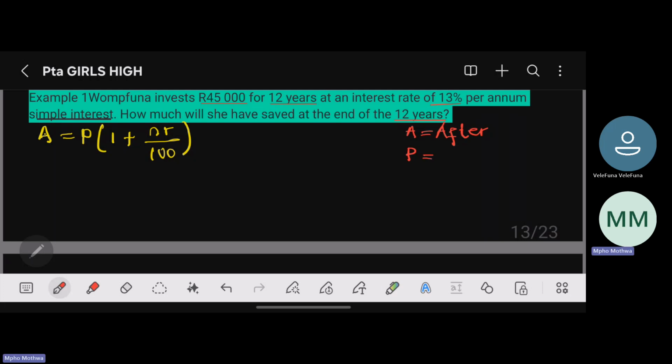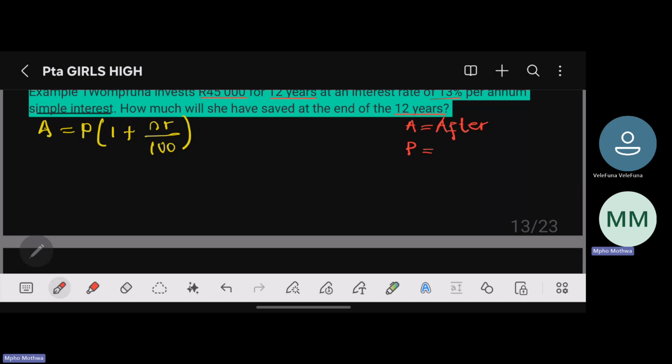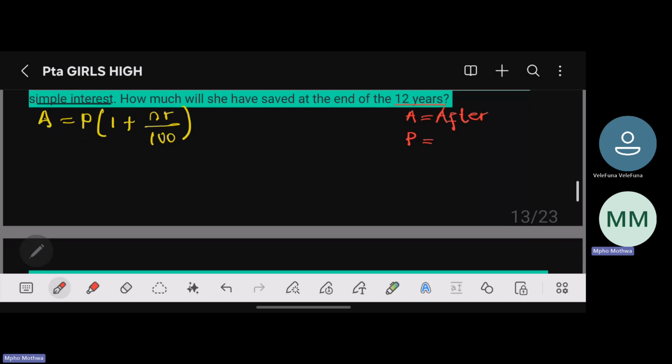And we have a P here. This P, we call it the principal amount. This is the money at the beginning stage. When you borrow money at the bank, that will be the money that you originally borrowed. But when you invest, this will be the money that you originally invested before it accumulated interest. Are we on the same track? So this is your P.